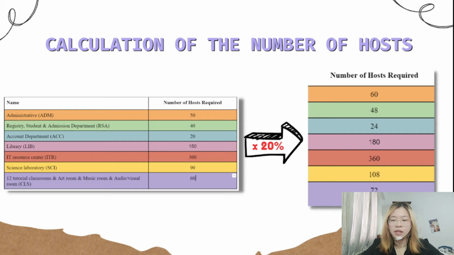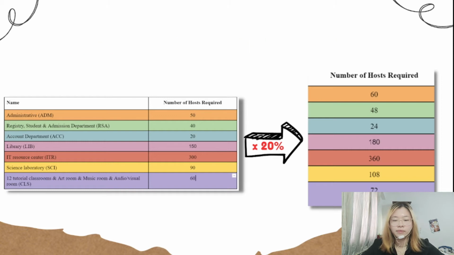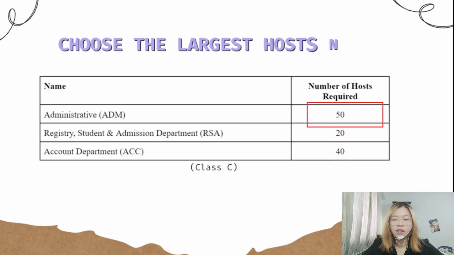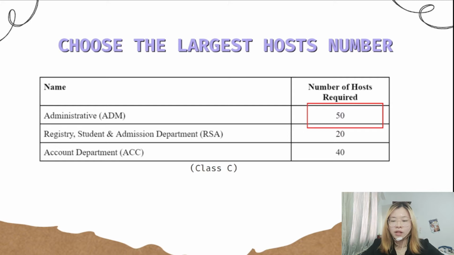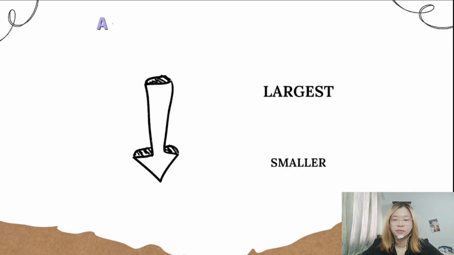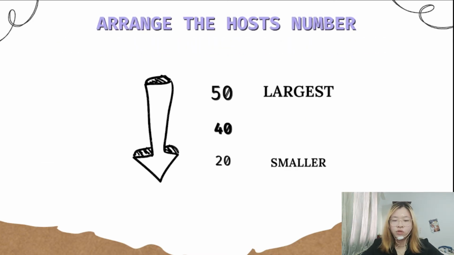This table shows all areas after growing 20%. Now we need to choose the largest host number. In this table, we can see that administrative is the largest host number. After choosing the largest host number, we need to arrange the host numbers from largest to smallest.